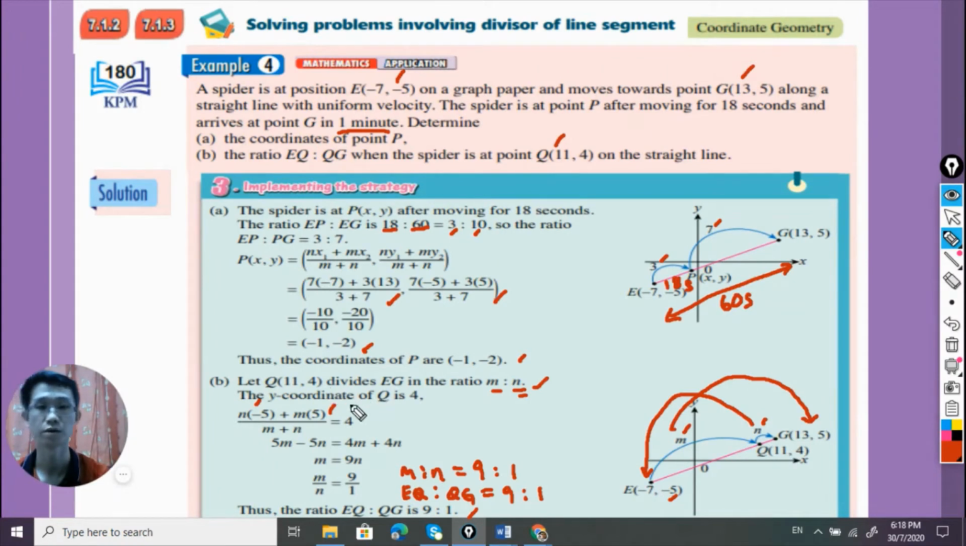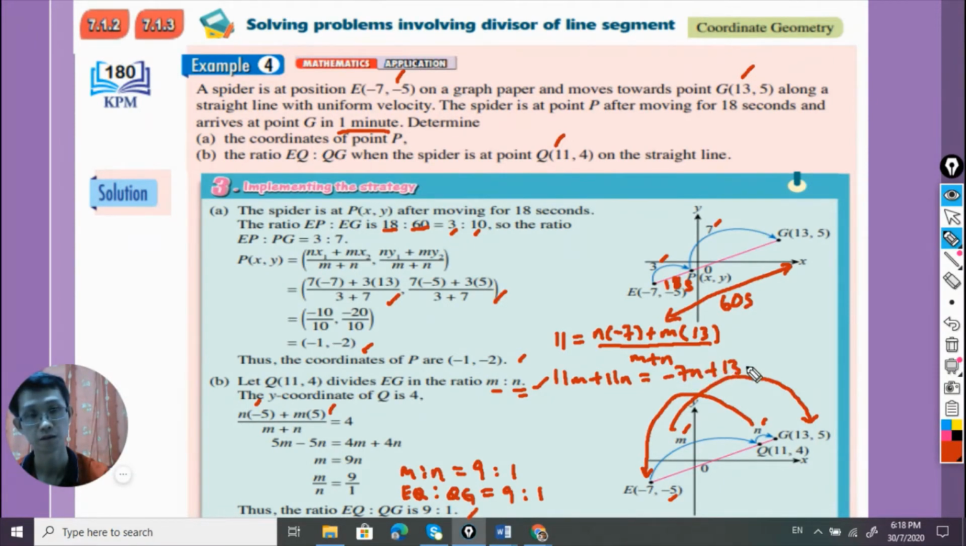Actually, if you want to solve using the coordinate x of Q, it's also applicable. The coordinate x of Q is 11. So 11 is equal to n multiplied with the opposite coordinate x, which is -7, plus m multiplied with the opposite coordinate x, which is 13, over the total ratio m plus n. Bring this over, and you get 11m plus 11n equal to negative 7n plus 13m. Adding all the like terms, moving m and n over, you get 11n plus 7n equal to 13m minus 11m. In the end you get 18n equal to 2m.